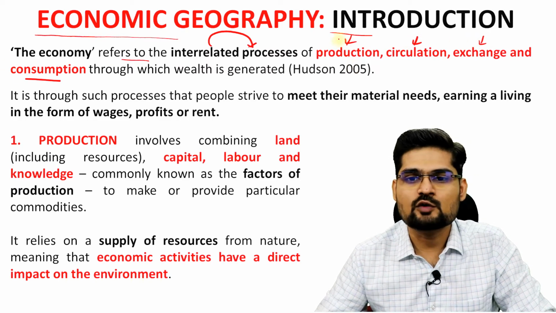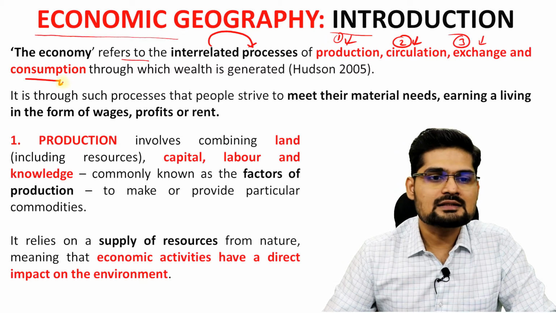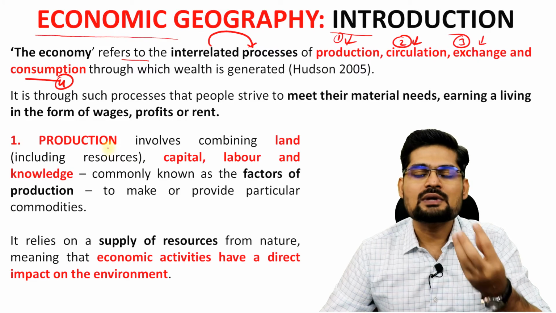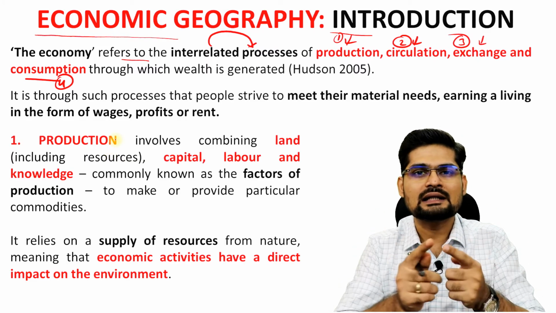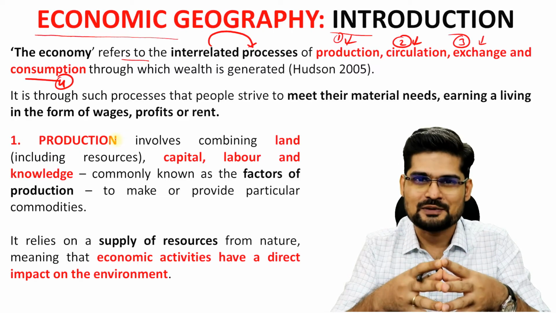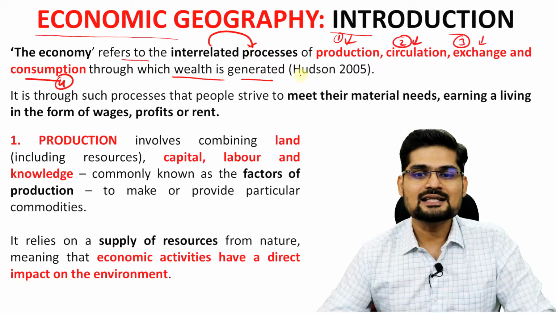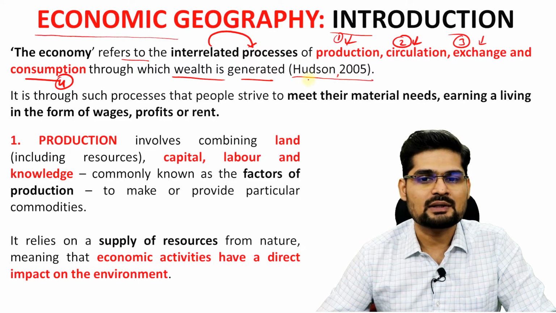So remember these four words: production, circulation, exchange and consumption are the key words, operating processes which are intertwined, interrelated together to form this entire system of economy, right? Through which wealth is generated, right? This definition is a 2005 definition by Hudson, right?